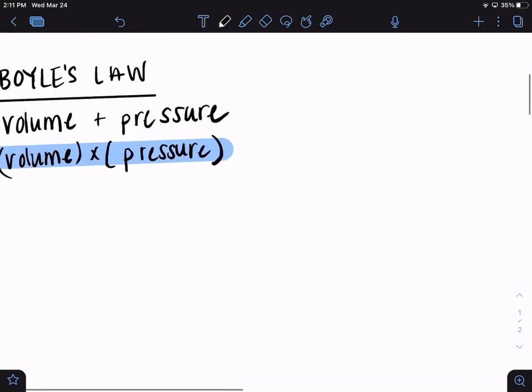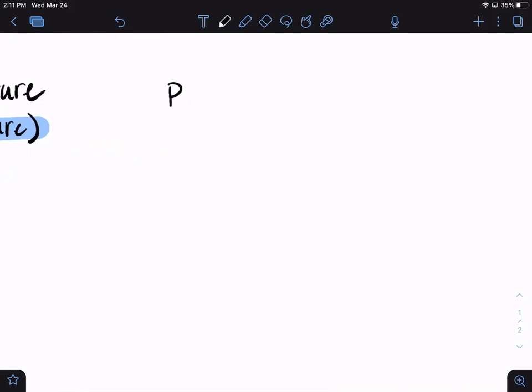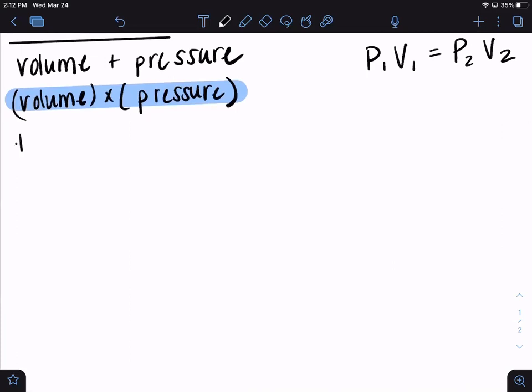So for this, we need to remember the following equation. P1 V1 equals P2 V2. So the statement that Boyle's law says is that the volume of a given mass of any gas is going to be inversely related to the pressure when the temperature is constant. So as you note, there is no temperature here. So I'm going to put on this side that temperature is constant.